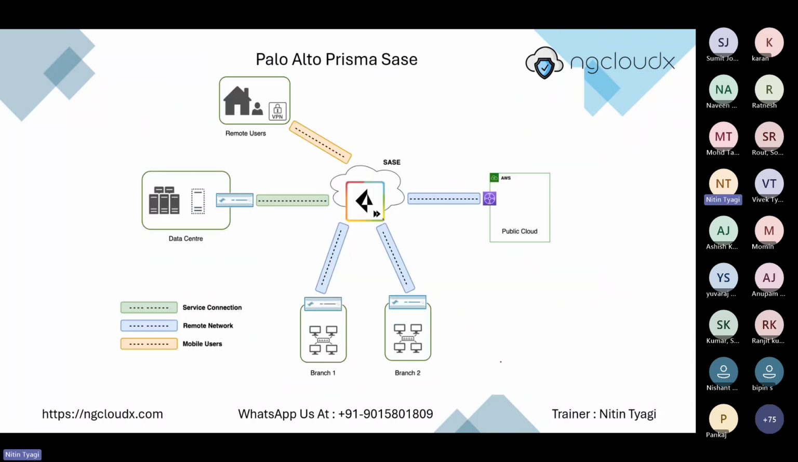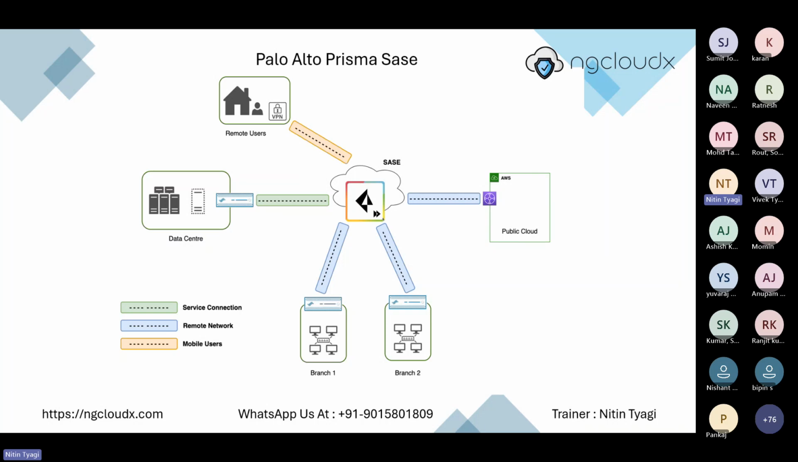So if you try to understand Palo Alto Prisma SASE in a broader picture, how it is going to look like. These days, organizations have presence in public cloud. They have on-premise data centers. They have remote users, branches, right? Now, how do I connect all of these things by using internet?